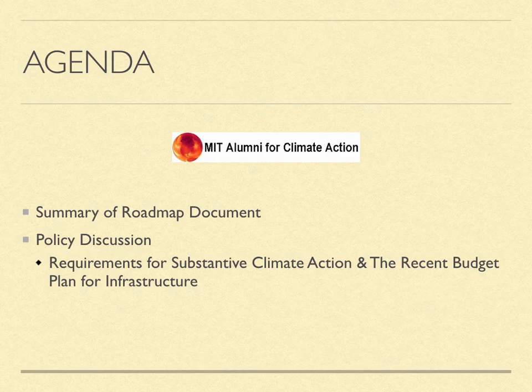The MIT Alumni for Climate Action Roadmap, a roadmap for responding to climate change, is a 55-plus page document, the first half of which is devoted to providing background on climate change, and the second half is devoted to providing recommendations on how to address climate change. In this presentation, I will briefly summarize the roadmap document, and then I will discuss how the document's recommendations compare with recent budget plans for infrastructure.